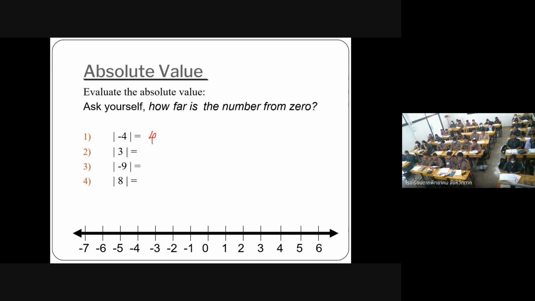What is the absolute value of 3? It is 3. Next, number 3. Okay, so the absolute value of negative 9 is? It is 9. Number 4.